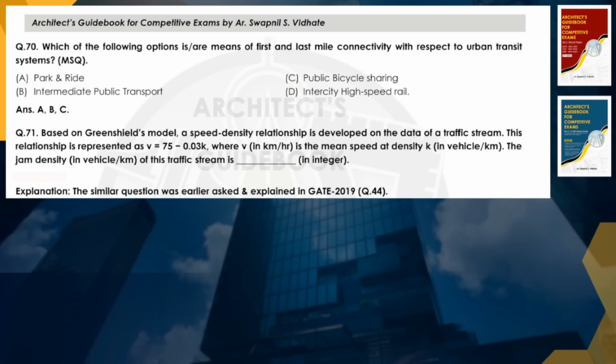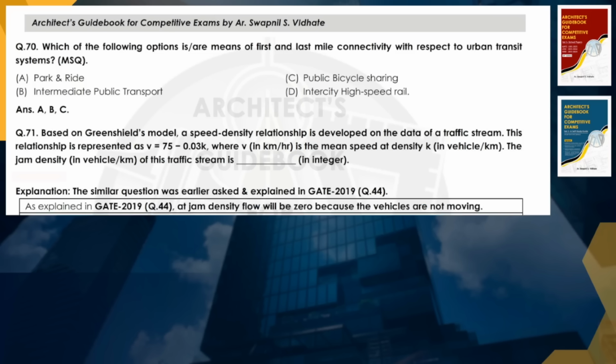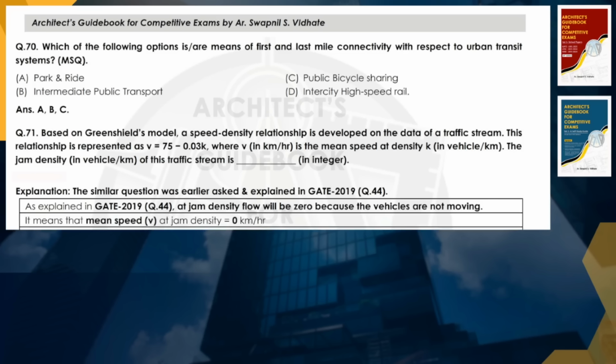Now, a similar question was earlier asked and explained in GATE 2019, question 44 in set 1. So this numerical answer type question 71 is very easy, as we have already explained in the GATE 2019 question paper. What is meant by jam density? At jam density the flow will be zero, because vehicles will not move from the particular place, right? All the traffic will be standstill. So it means that the mean speed V at the jam density will be 0 kilometer per hour, because vehicles are not moving at all.